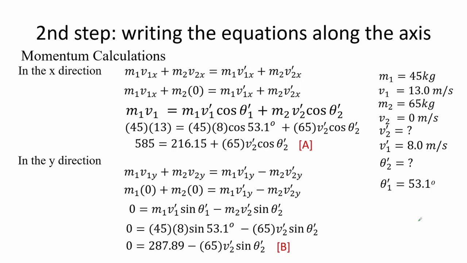We then write the equations along the two axes. For the x-axis, we see that it can be simplified after substitution. We turn it into equation A. Similarly, we do the same for the y direction and simplify it to equation B.